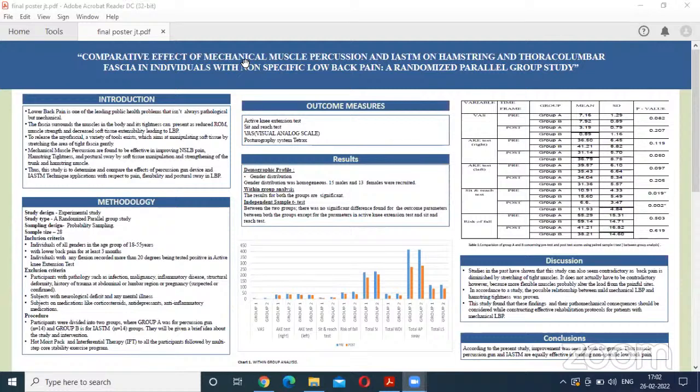Good evening, everybody. The topic for my study is the comparative effect of mechanical muscle percussion and ISTM on hamstring and thoracolumbar fascia in individuals with non-specific low back pain.